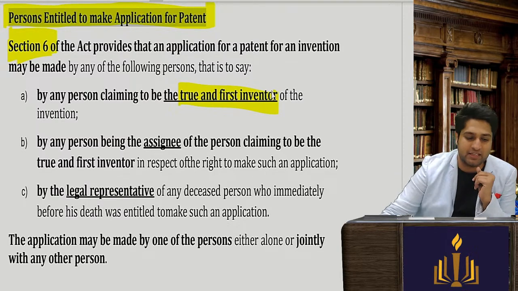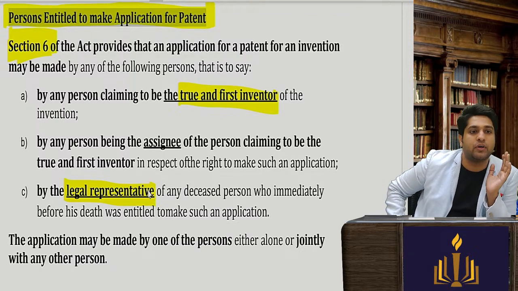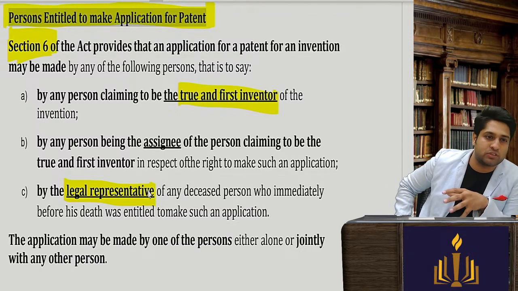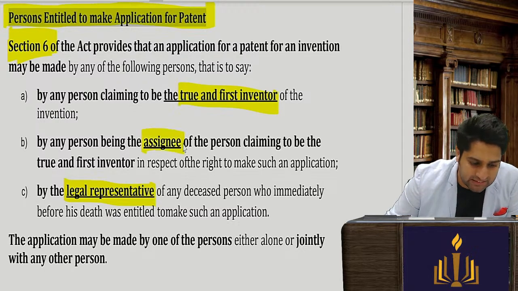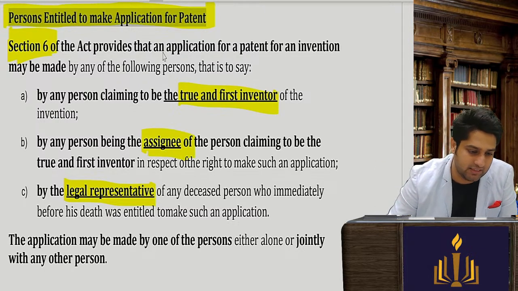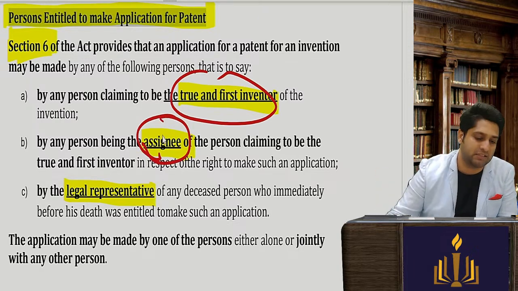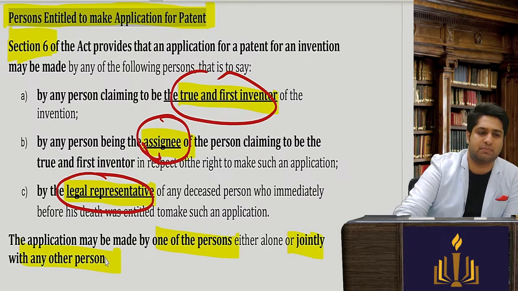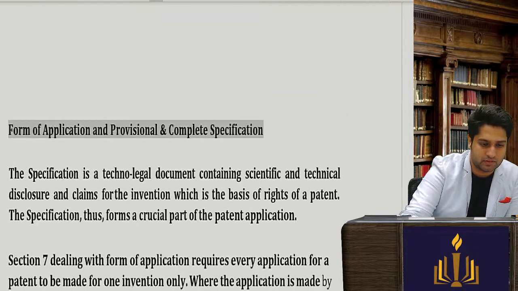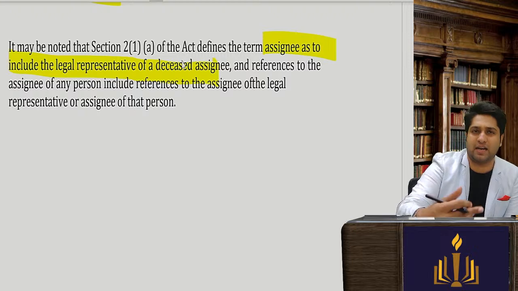If the owner dies, his legal representative can come. Or if the owner has sold off his rights, or has assigned them to someone, then even that assignee can come to make an application for a patent. Assigned means either to sell it completely or to give it for a limited period of time. So the owner can come, or the owner's legal representative can come, the assignee or the assignee's legal representative can come. The application may be made by him alone or jointly with some other person as well. So the term assignee includes the legal representative as well, as we saw.